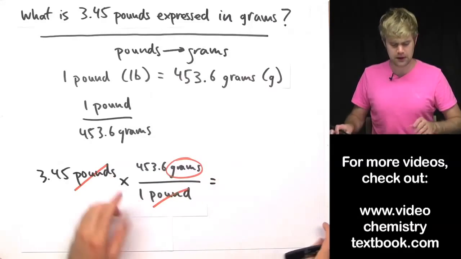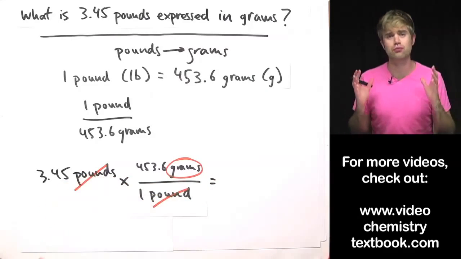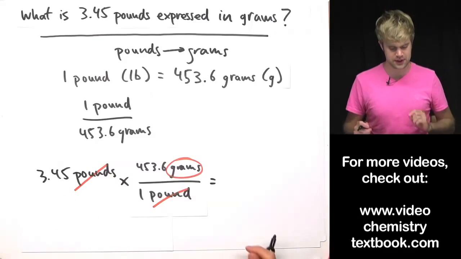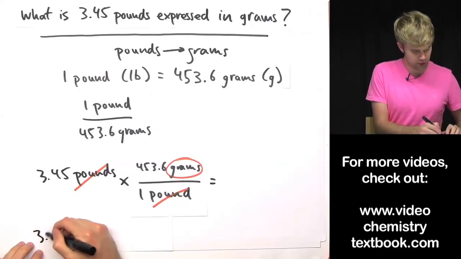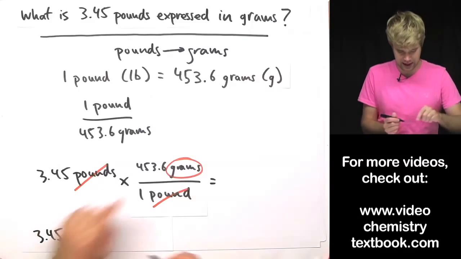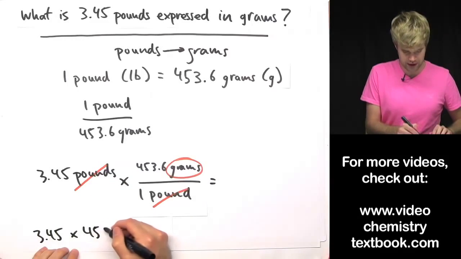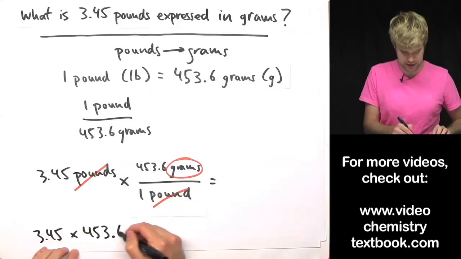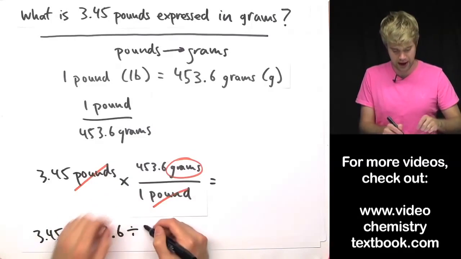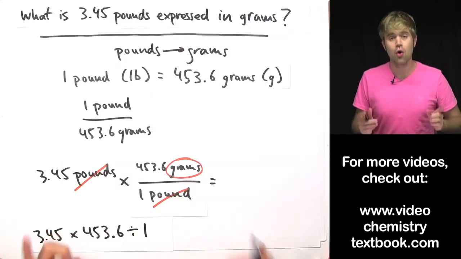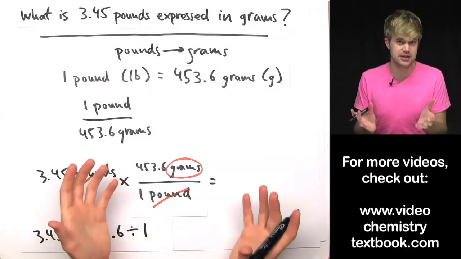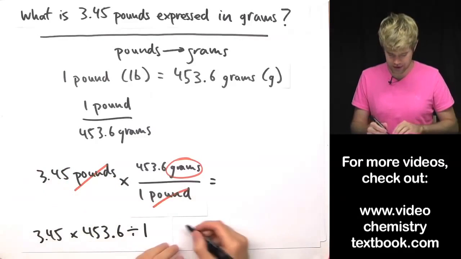Now, I've canceled out pounds. I'm ready to do the math. What's it going to be? I'm going to do 3.45 times 453.6 divided by 1. Or, if you have a fancy scientific calculator, you can plug this whole thing in as one expression.